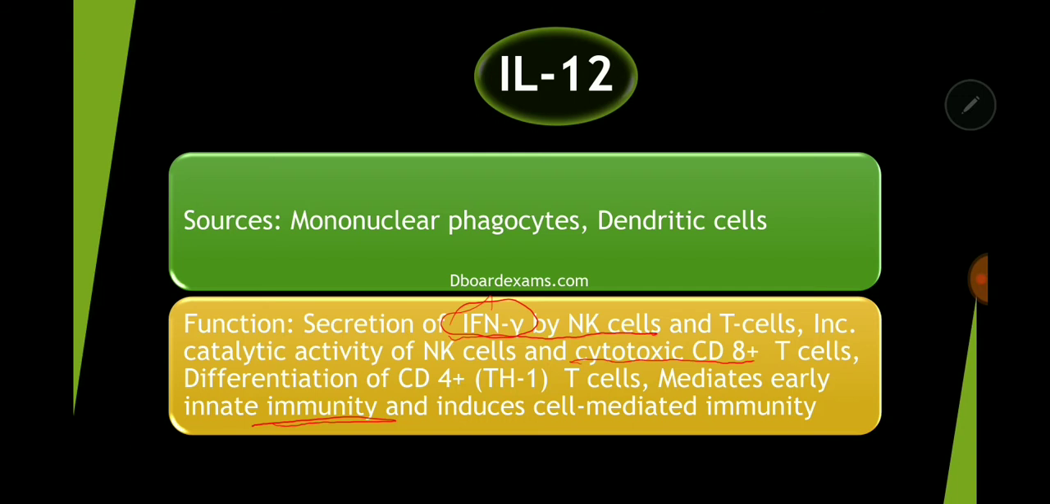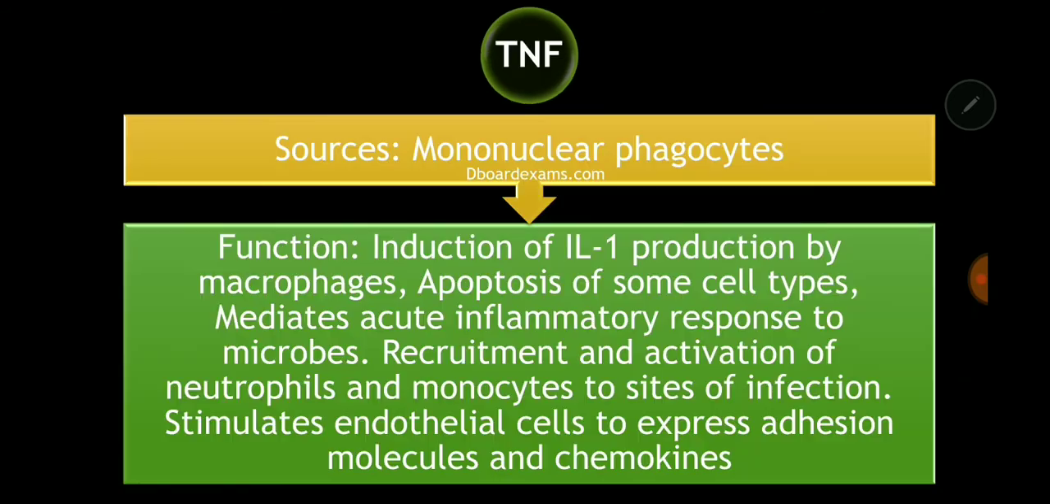So you remember, you have to know that the innate immunity and the cell mediated immunity are linked. Now the tumor necrosis factor, or TNF, the source is the mononuclear phagocytes such as dendritic cells and monocytes, and the function of tumor necrosis factor is to induce the production of interleukin 1 by macrophages, and also causes apoptosis of some T cells.